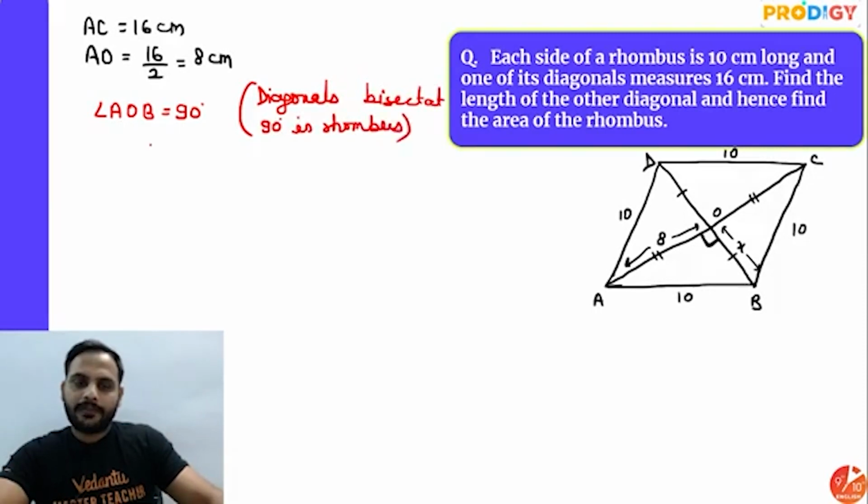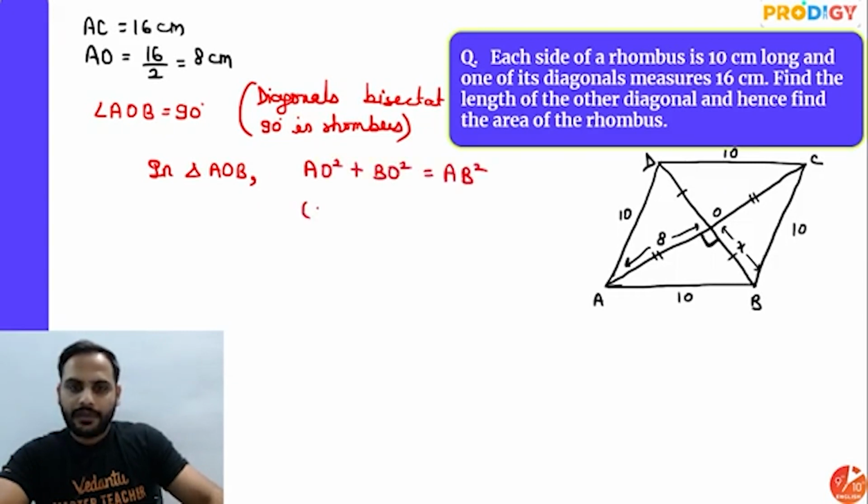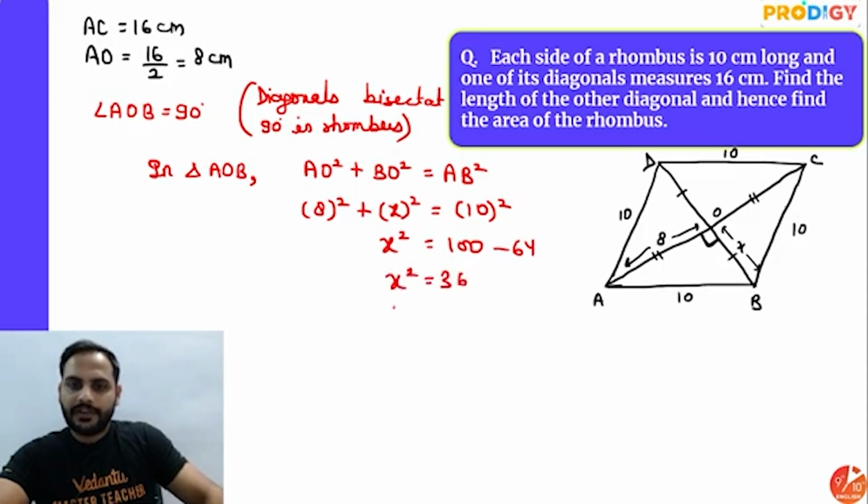So if angle AOB is 90 degrees in triangle AOB, using the Pythagoras theorem, AO square plus BO square is equal to AB square. AO is 8 square, BO is X square and AB is 10 square. So X square will be 10 square, which is 100, minus 64, so X square is equal to 36 and X is equal to 6 centimeters.